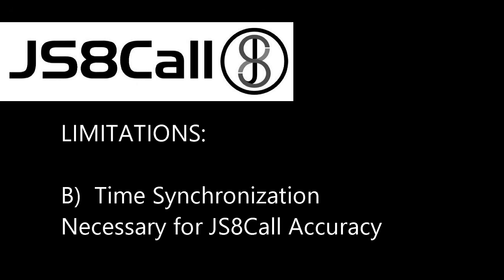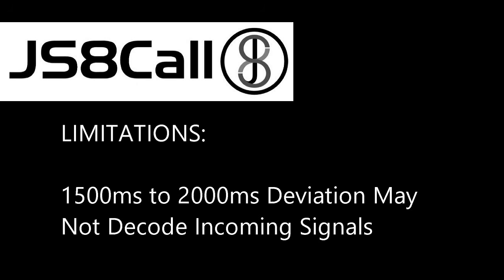While we're in a grid up situation, our computers are all synchronized via the internet. JS8Call uses time synchronization for its accuracy. But in a grid down situation without internet, every computer will begin to time drift to varying degrees. If you're more than a second and a half, 1500 milliseconds, off from another station, you'll begin to have decoding issues. And much farther off, you'll get zero decode.